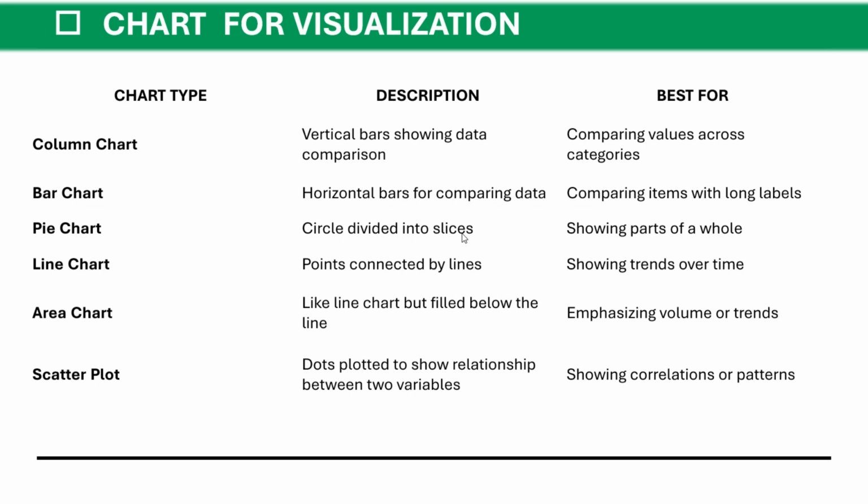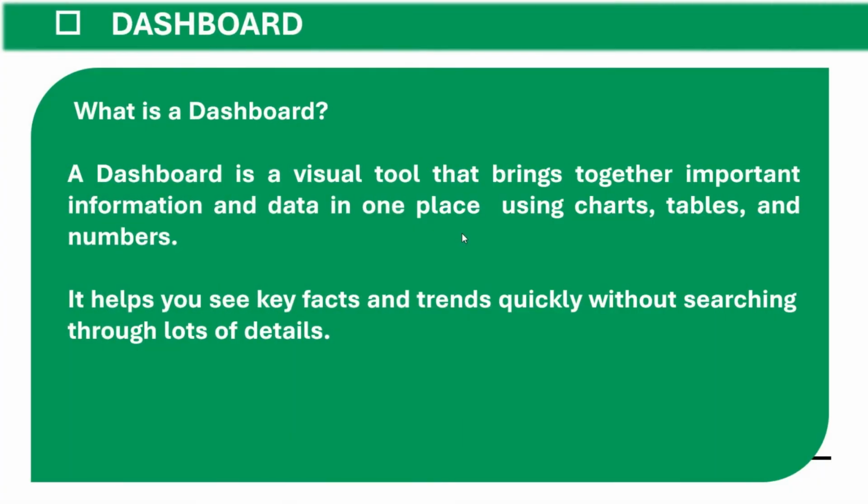Now we have area chart. Area chart is like a line chart, but it is filled below the line. We get to understand all these charts when we get to the practical class. This is used to emphasize volume or trends. Now, we have scatter plot, which is a dotted plotted graph that is used to show the relationship between two variables. Basically, it is used for correlation.